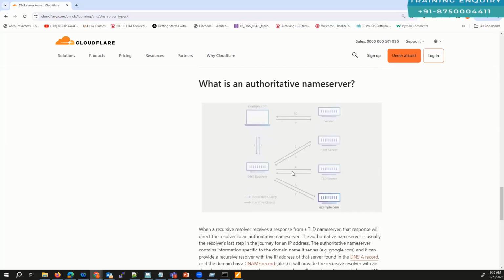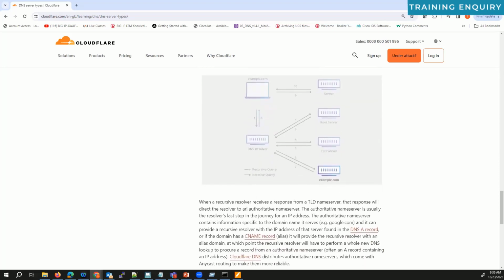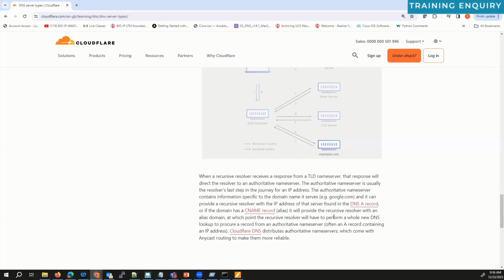And then you have the authoritative servers. An authoritative server is basically the server which hosts the A records or CNAME records, if you are creating a CNAME entry. So remember that the recursive resolver, the DNS resolver, will get a response from the TLD, and that response will direct the resolver to the authoritative name server. So the TLD must have an entry that for this domain, this is the IP address of the authoritative server. That entry has to be created on the TLD servers.